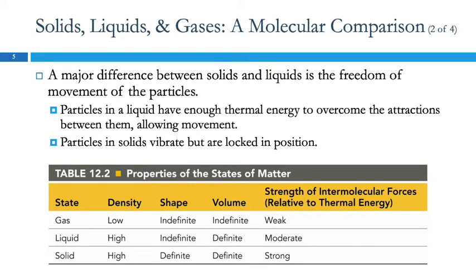Density, gas has low density. In terms of shape, gases and liquids are both indefinite in their shape. If you put a liquid in a different shaped container, the shape of the liquid changes. But if you take an ice cube and you put it in different containers, it stays the same shape. So it has a definite shape. Gas has an indefinite volume. It will expand to occupy whatever container it's in, whereas liquids and solids retain the same volume no matter what they're in.